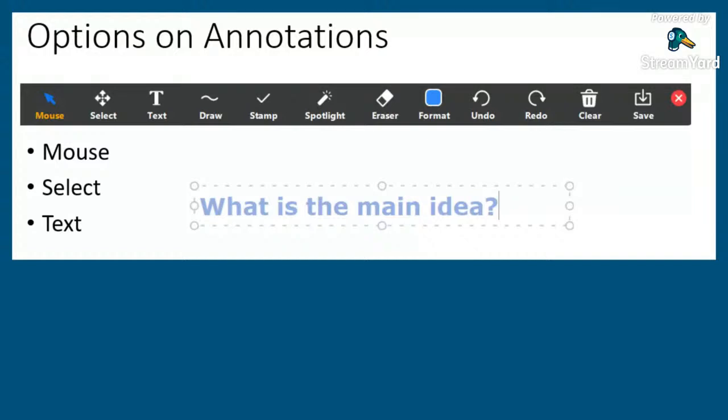Now, what's great about the text feature is this format option, which I'm going to show you next. You can change the color of whatever you are typing in the text box. Change the color, you can bold, you can italicize, you can change the size, the font. So again, it's very similar to Microsoft Word, okay?